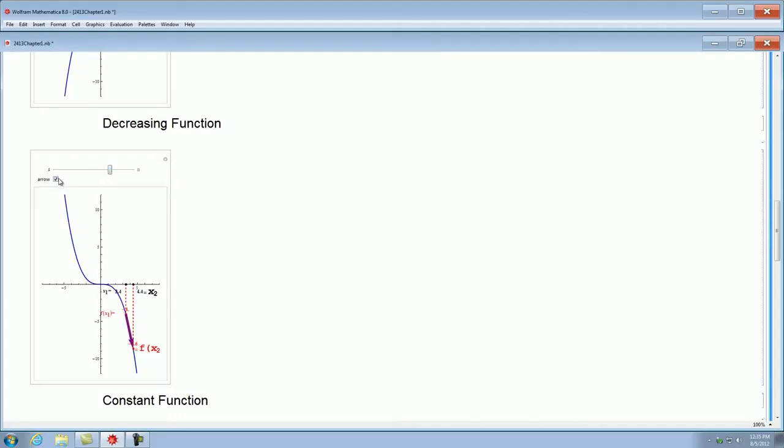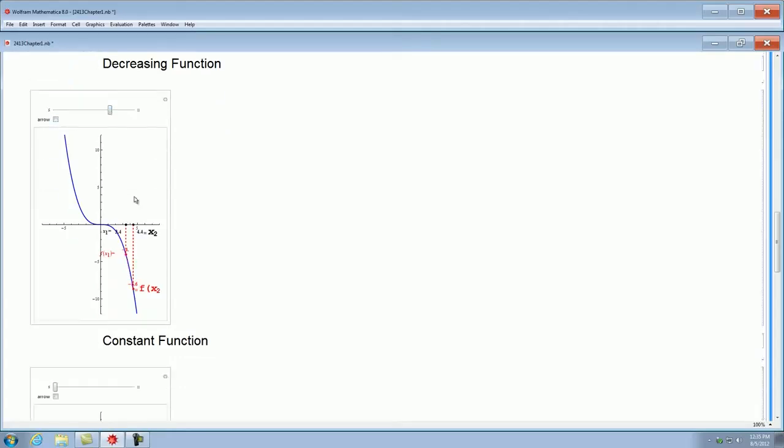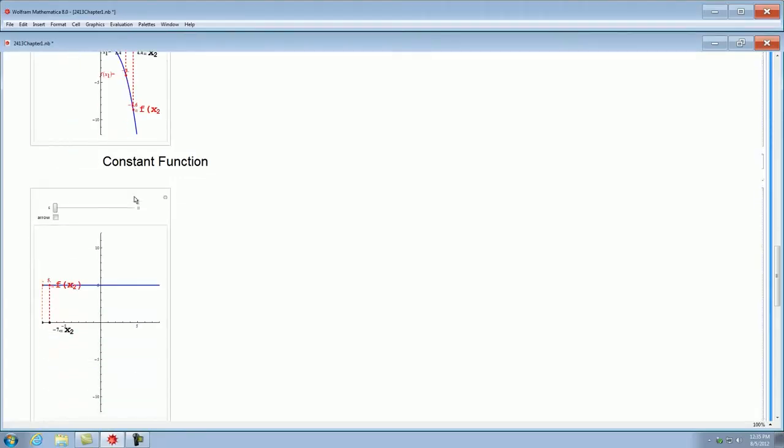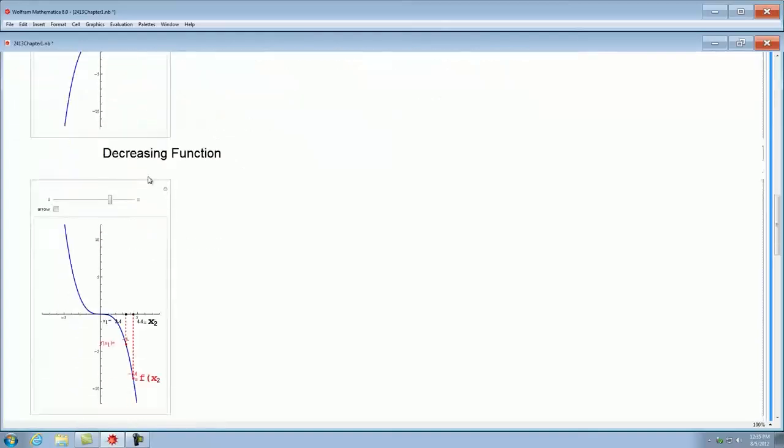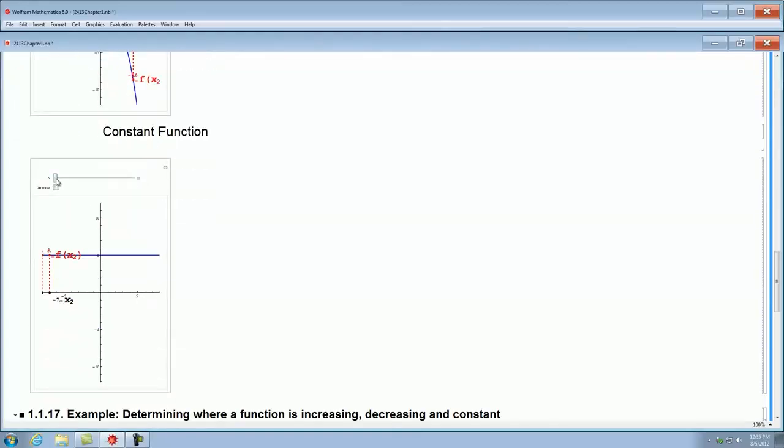All right, let's contrast that now with a constant function. Constant function, go back up to the definition here, means that the function's values are always equal on that interval, no matter what. So when I come here to a constant function, my x1 is to the left of x2, but my function's values are always remaining the same. So what you get is just basically a flat line. And if you do an arrow, you can see it's just going to stay straight the whole time, constant.